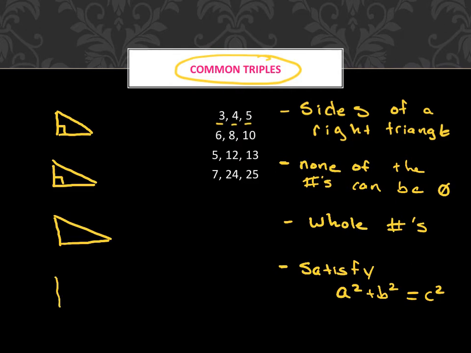I'm drawing out 4 right triangles here to talk about what I mean when they satisfy a right triangle. So first of all, these all are whole numbers. None of them are 0. The question is, do they satisfy a squared plus b squared equals c squared? What I mean by that is, do these numbers work as the sides of a right triangle?